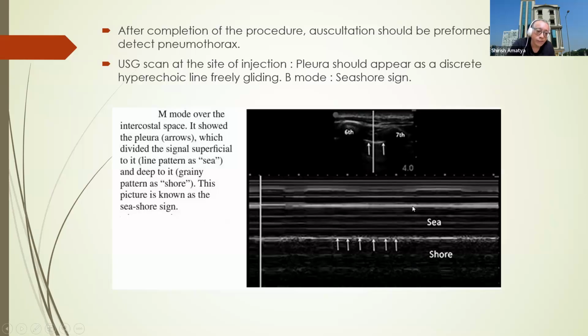So if the seesaw sign is present, then we are safe. If the gliding of the pleura is absent, or if the seesaw sign is absent, then there might be an incidence of pneumothorax, which should be checked after doing the intercostal nerve block.